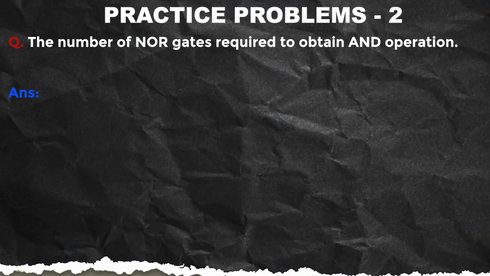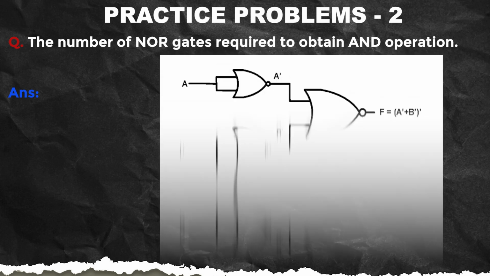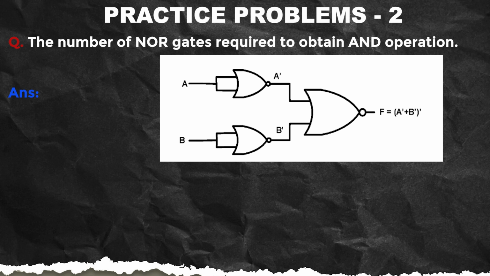So we know that a two-input AND gate having two input variables A and B, the output F will be A dot B, with the dot as the AND operator. Now we have to implement this AND operation using NOR gates. So we have three two-input NOR gates, where the two input variables are A and B.